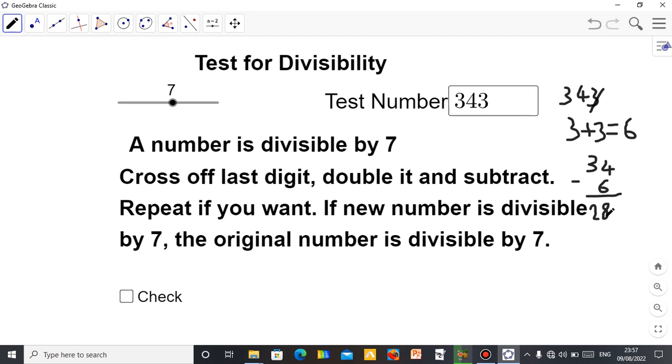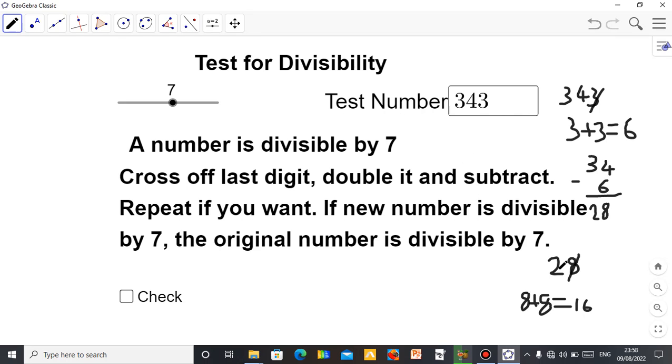If the number you get now is too large and you don't know if it can divide by 7 or not, that's what the repeat if you want is for. So if I want to repeat this, this number is 28. If I repeat the same procedure, I said cross off the last digit, that means take 8 off. We say double it, that is add 8 to itself. 8 plus 8 will give us 16. We now say and subtract.